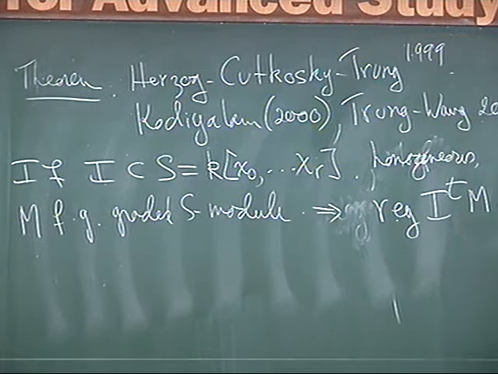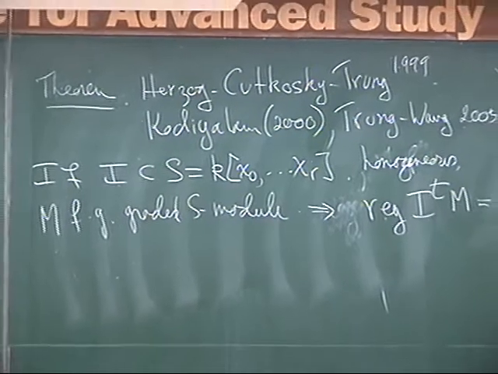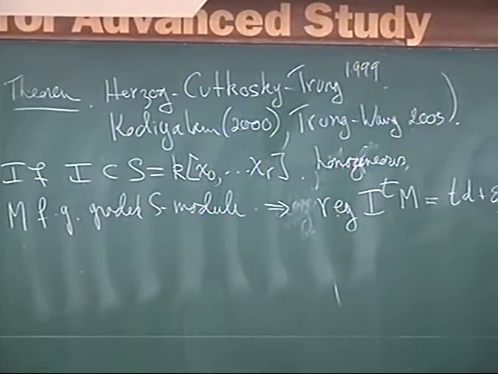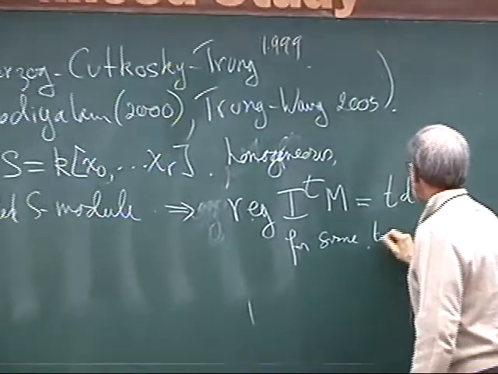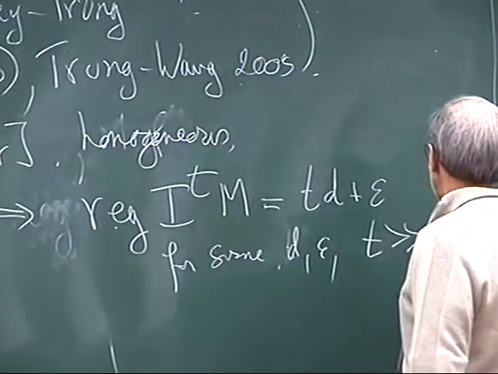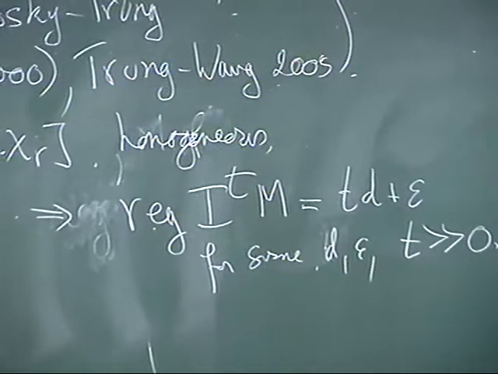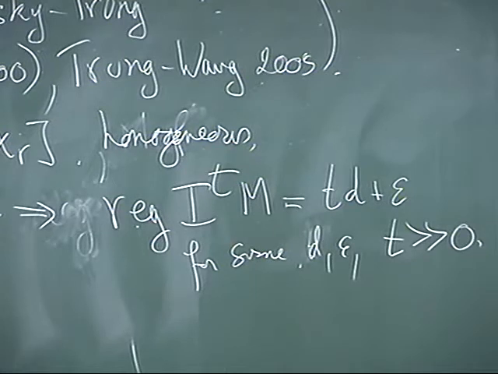And of course, if you have some experience with resolutions, you'll realize that there's almost no relationship between the resolutions of these different modules for different t. So it's not at all obvious that this is a function of t that behaves well. But in fact, it's equal to td plus epsilon. It'll be the same epsilon for large t, for some d and epsilon, and t sufficiently large. So the asymptotic regularity in this sense behaves extremely well.